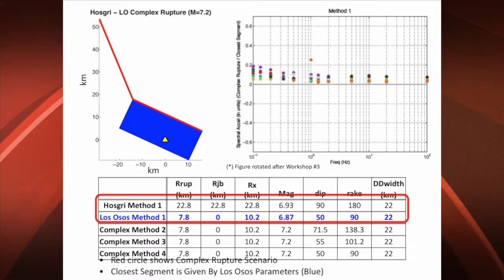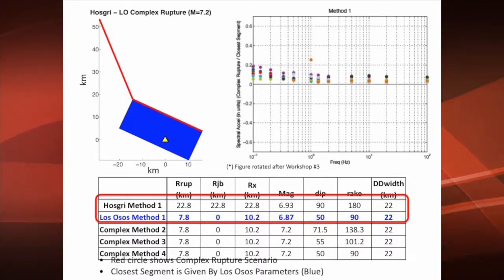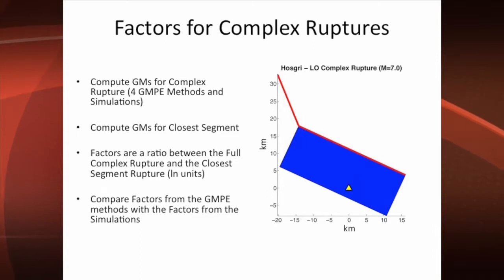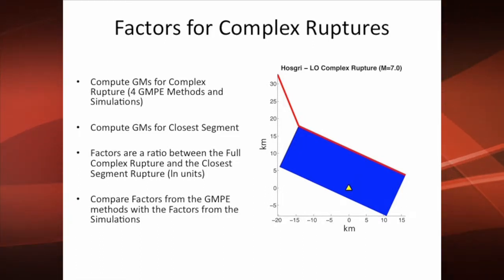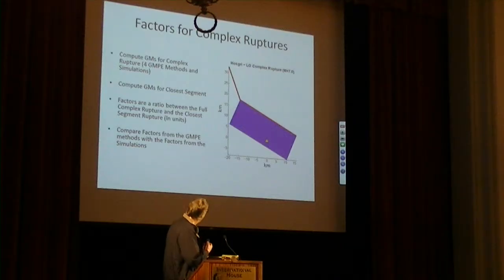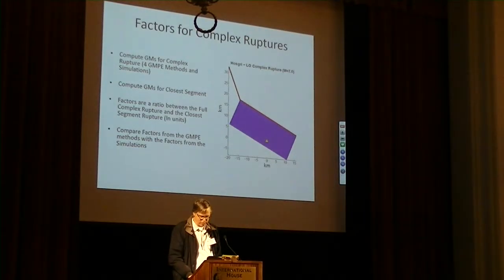So we had a case with a Hosgri fault and then breaking to a Los Osos. So it would be a strike slip fault, continuing on to a reverse fault. It's dipping back this way. The plant site is here on the hanging wall. Now what parameters do you put into the GMPE?